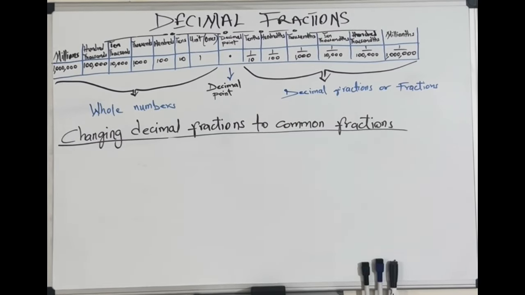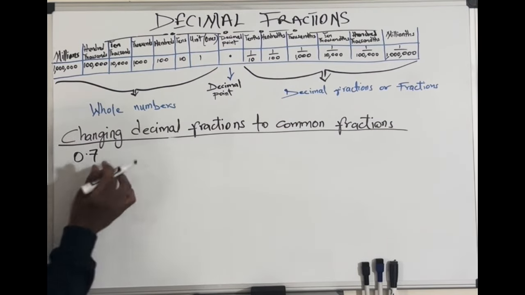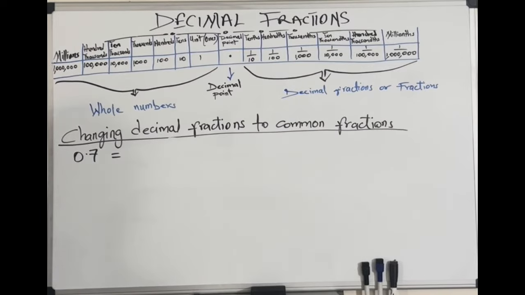Go on to the subtopic: changing decimal fractions to common fractions. To change a decimal into a fraction, we look at the last decimal digits. Its place value tells you what the denominator of the fraction will be. The digits show how many of that fraction you have, and that is the numerator. For example, 0.7. The question said change 0.7 decimal fraction to a common fraction.